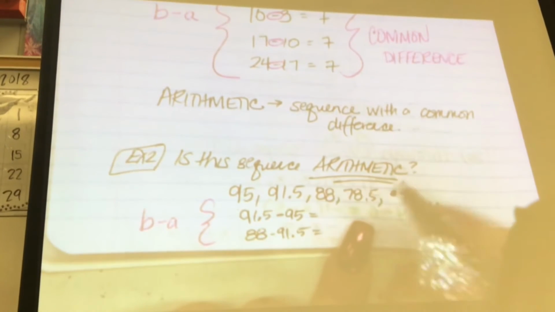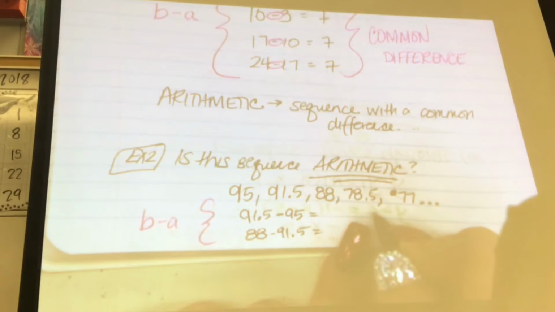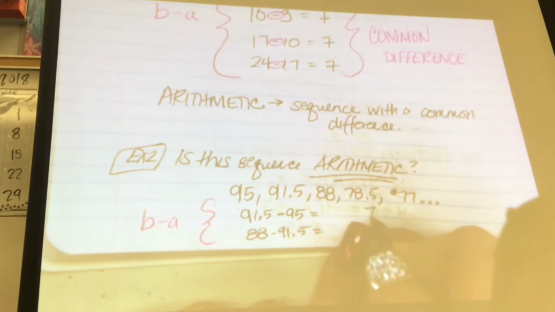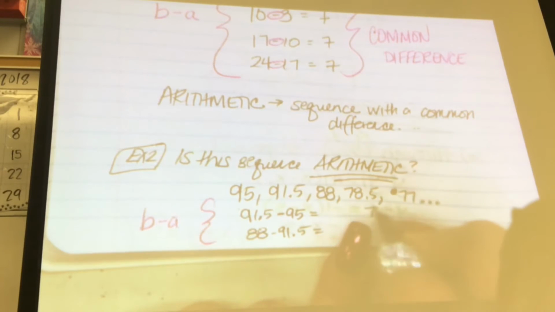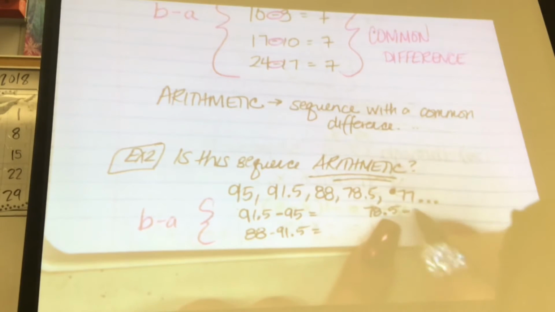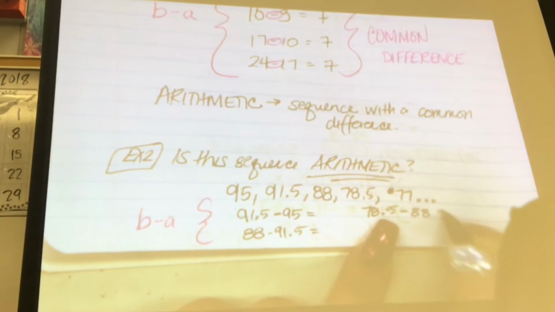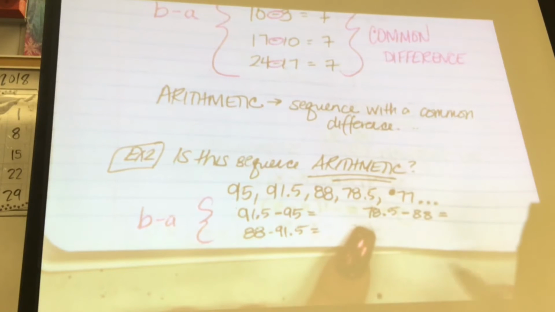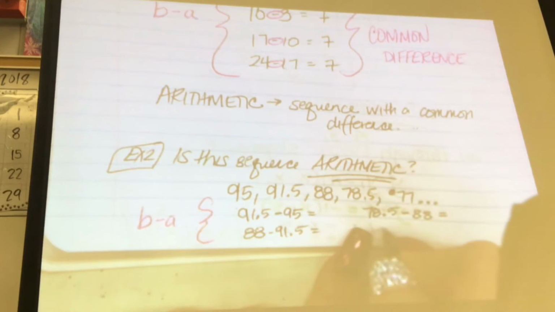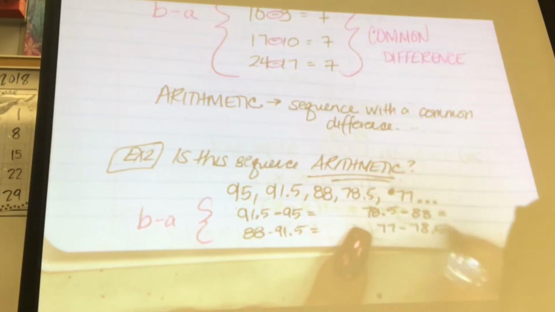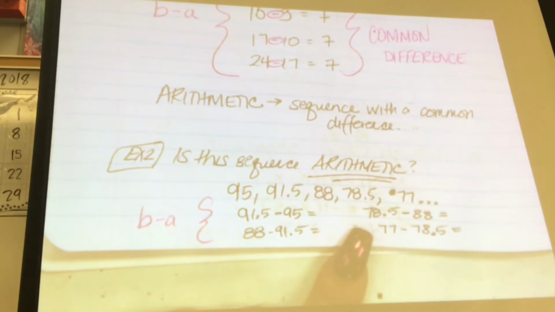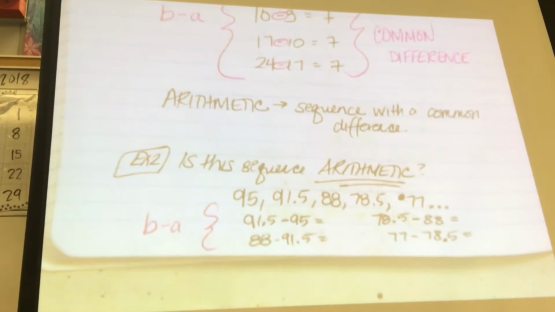Isaiah, what's the next one I'm going to do? 78, not 88. 78 point. Oh, I couldn't see that, my bad. 78.5 minus 88. Mm-hmm. And Jaden, what's the last one we're going to do? 77 minus 78.5. Good job. Go ahead and do that on the calculator, please, and tell me what you get.